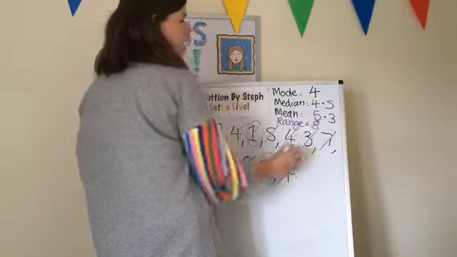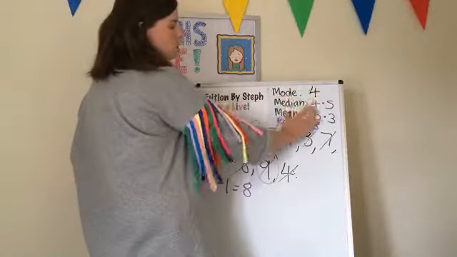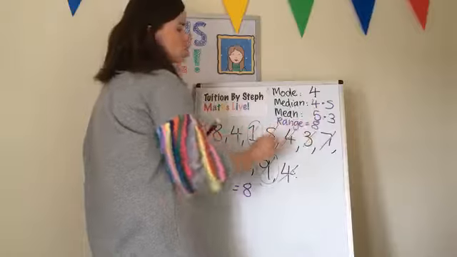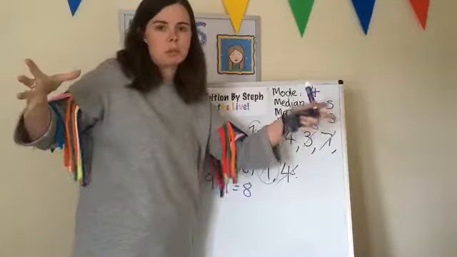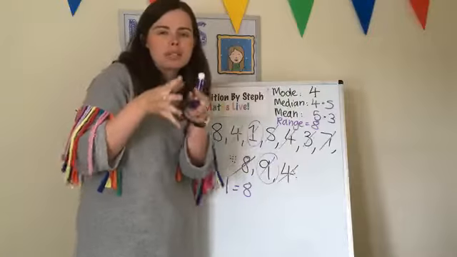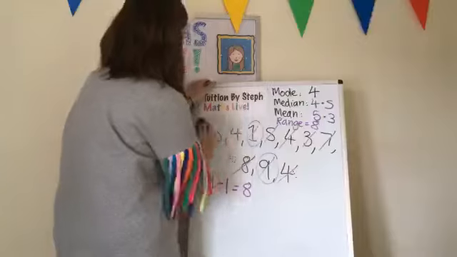is 8. Yeah? When I was talking before about you wanting the mode, median, and mean to be similar numbers, the range doesn't have to be a similar number because it's the biggest and smallest. It's not to do with a middle number, an average number. It's just giving you an idea of the biggest and smallest.